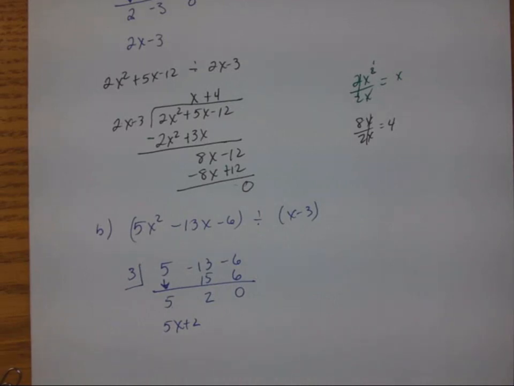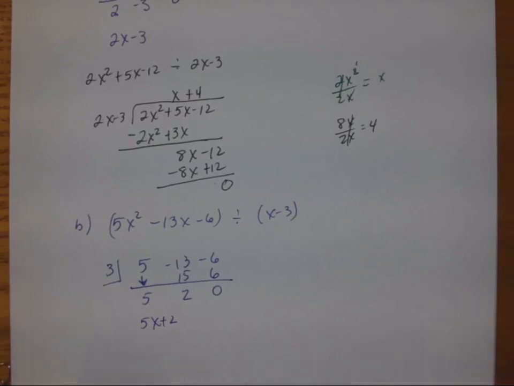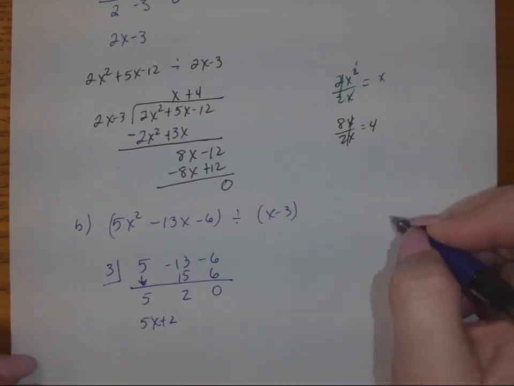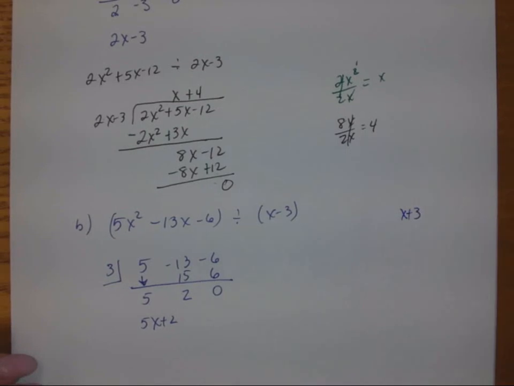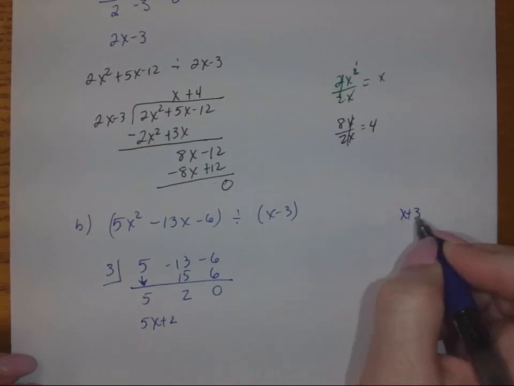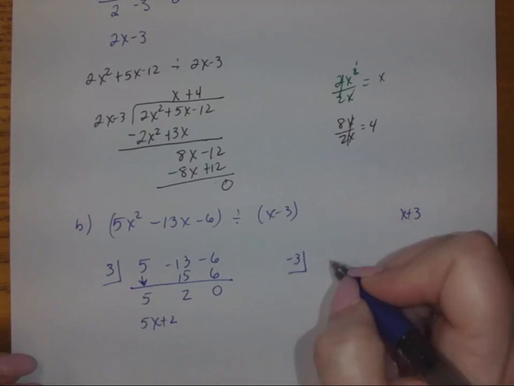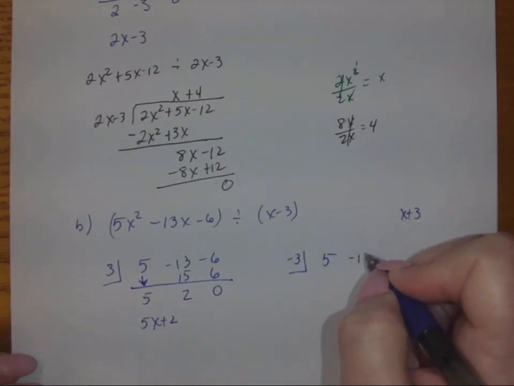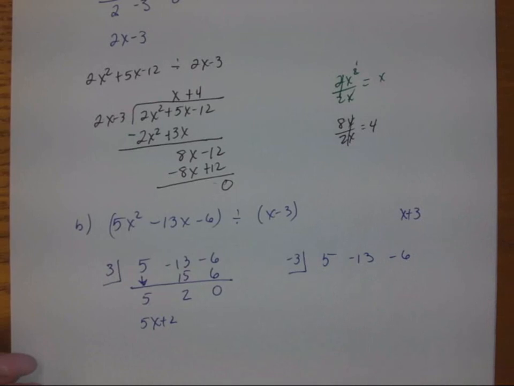And that's why I didn't do the plus 3. All right, let's do the same problem because I want you to know what to do with the remainder if you have one. But this time we're going to use x plus 3. So we'll have the opposite of what we see. We'll have negative 3 in our box. 5, still negative 13, and negative 6.